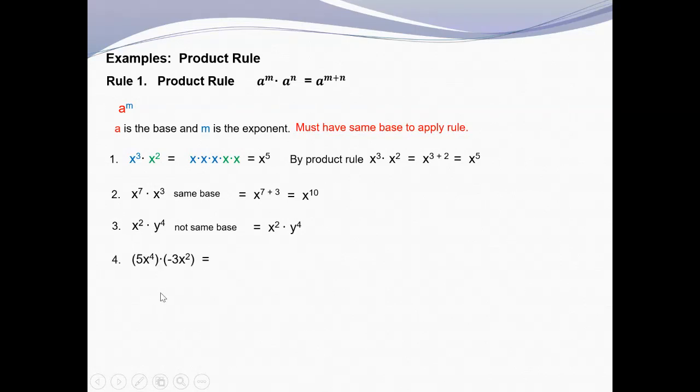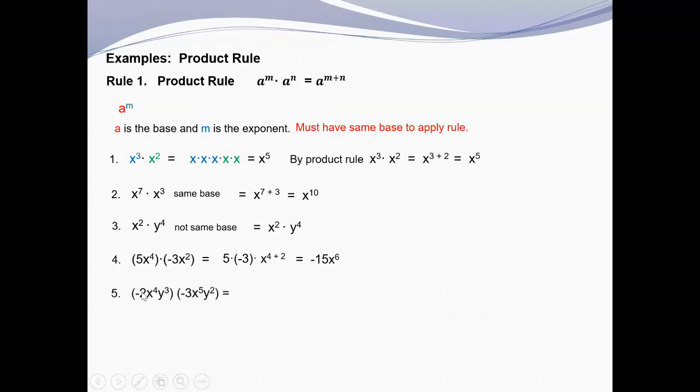Now look at this one here. Here you have parentheses, 5x to the 4th power, close parentheses, times negative 3x squared, close parentheses. So here, guys, we're going to multiply the coefficients. For example, 5 times negative 3, and then we're going to have x to the 4 plus 2 because they're the same base, so you add the exponents. So the answer will be negative 15x to the 6th power.